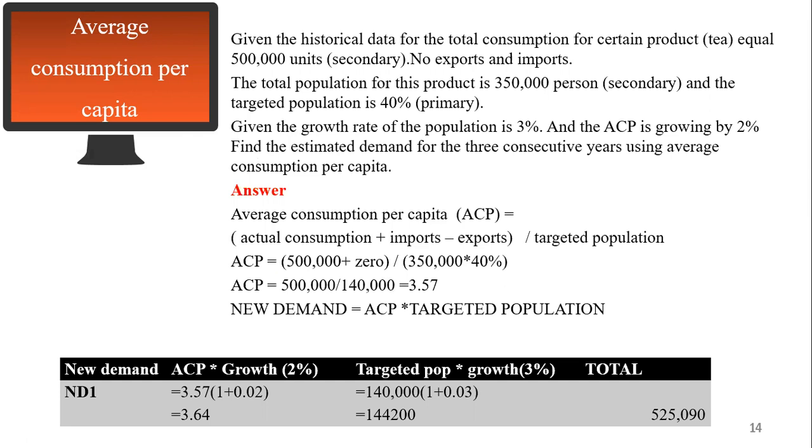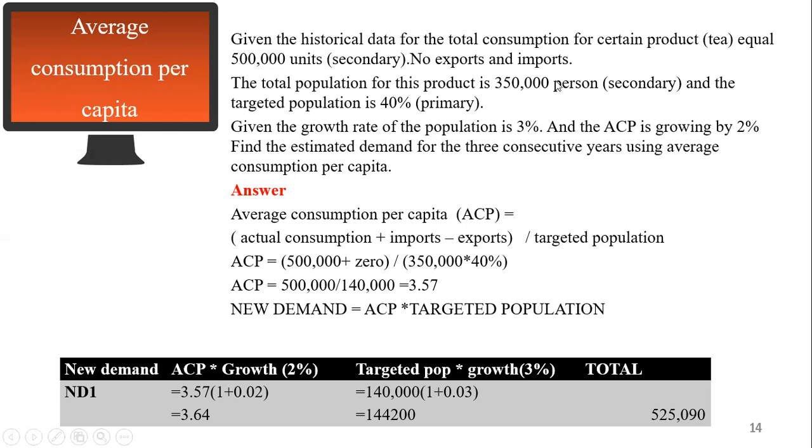Let's see another example. Given another historical data for total consumption of a certain product, for tea let's say, you have here 500K units, with no export and imports. So for this product there is no export and import, no trade in it, only local product. And the population here is 350K, secondary data. And the target population is 40%. Not all the 350K are consuming this product, based on what we call primary data, that only 40% is consuming this product.